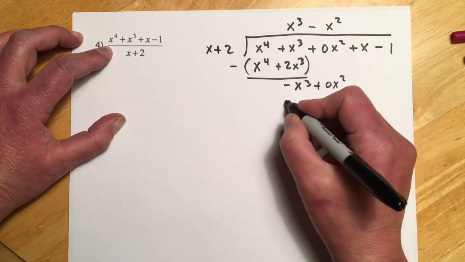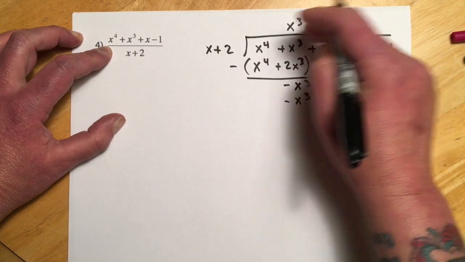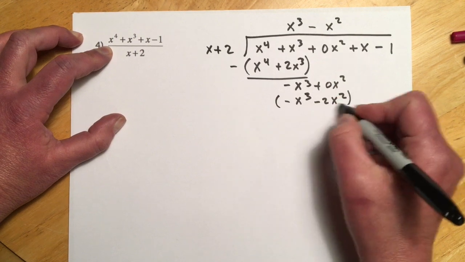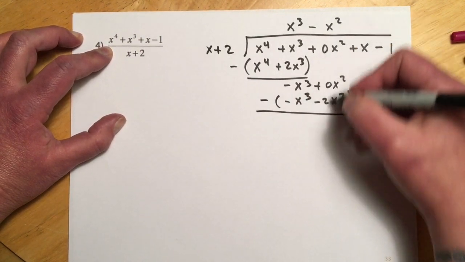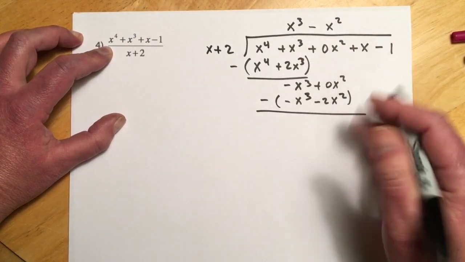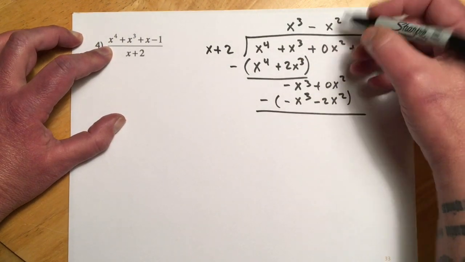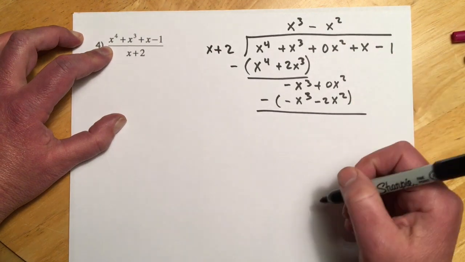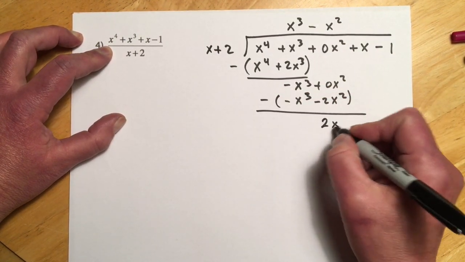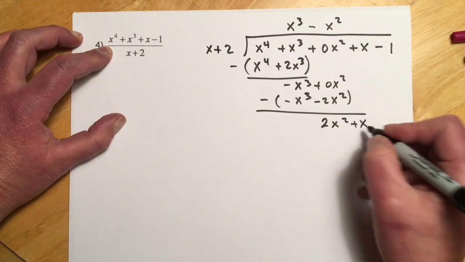Negative x squared times x. And then negative x squared times 2. And then this is what I was saying. If I didn't have that 0 there, then I'd be bringing the x down. There wouldn't be like terms, and it'd get all kind of wonky. So this is basically just to keep everything neat and orderly. 0 minus negative 2 would be a 2x squared and then a plus x.